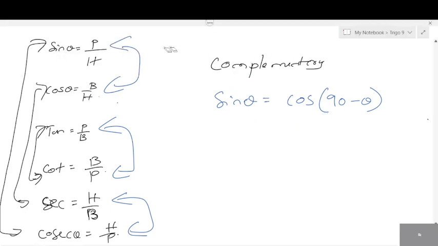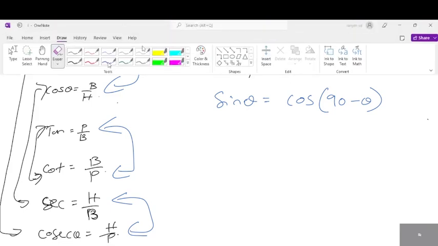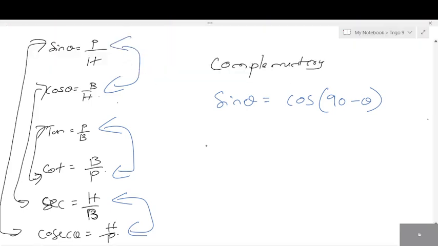So sine theta is equal to what? Cos 90 minus theta. Next, if I ask you cosec, what is cosec theta? Look at the right hand side. Cosec complementary is sec. Sec what? 90 minus theta.